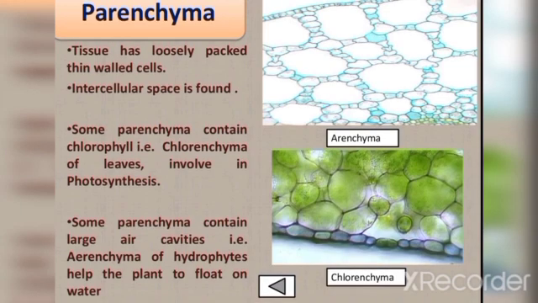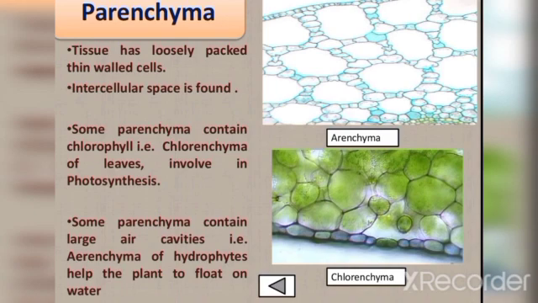These are packed loosely, having a lot of intercellular space between them. As you saw, there is a space present between them. So, lots of intercellular space is present between them. The cells are isodiametric, or you can say the cells of parenchyma are round or isodiametric.